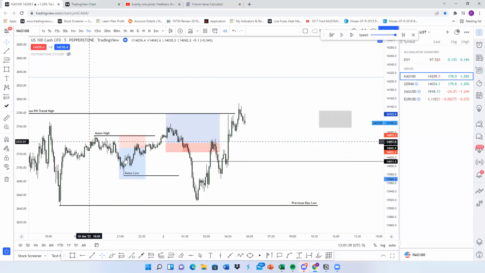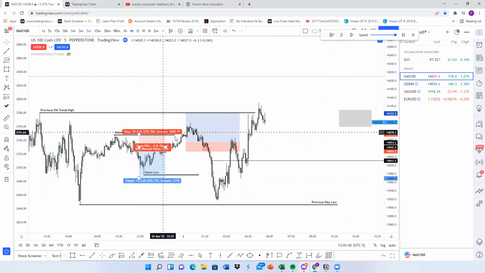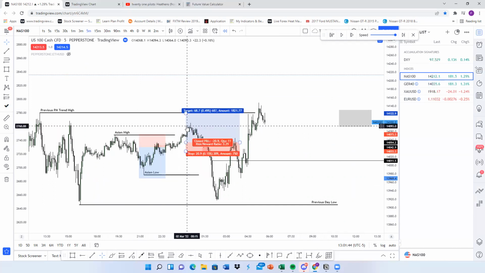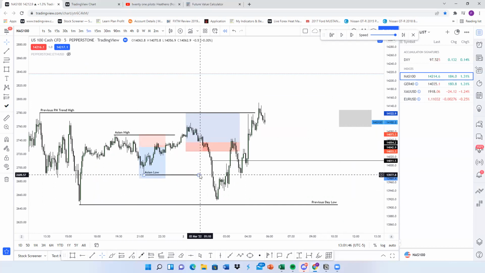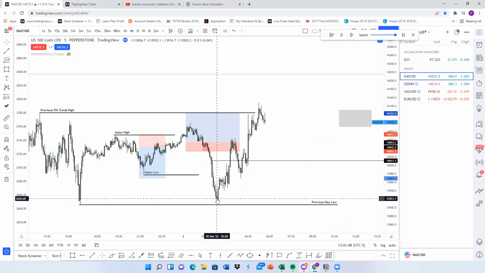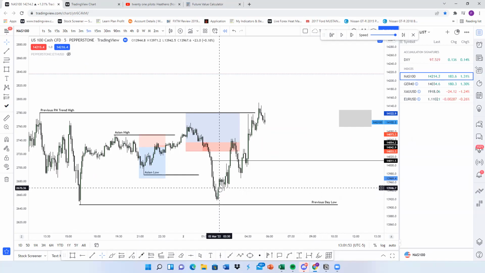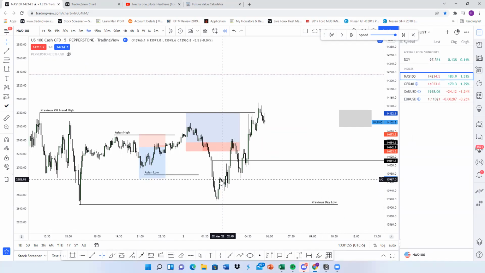this high. Why? Because we take out this Asian high with small body candles. Take out the Asian low with the big body candle. Came down. Then we immediately see the structure here. We form a high. You can see the swing high.